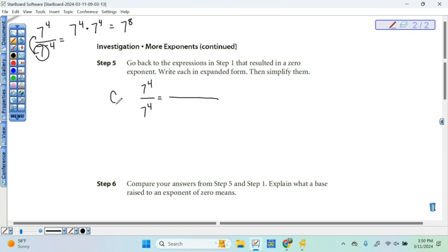But here we have 7 to the 4th over 7 to the 4th. So that's 7 times 7 times 7 times 7 over 7 times 7 times 7 times 7. What happens with the 7 in the top and the 7 in the bottom? Cancel out to be what? 1. 7 over 7 cancels out to be 1. What's 1 times 1 times 1 times 1? 1. Right? And you see that would always be the same no matter what it was. If you have the same exponent in the top and the bottom, you're going to just end up with that 1. Okay? Clear? All right.